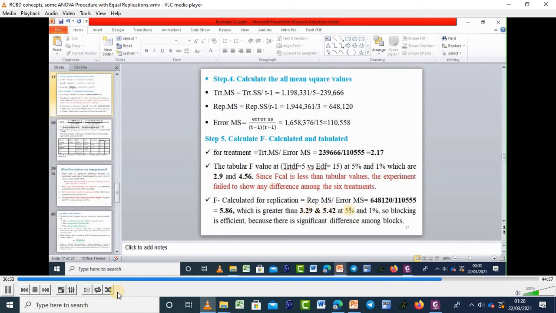You can read these by using the replication degree of freedom. We have four replications, so the degree of freedom is 3, but the error degree of freedom is similar to that of the treatment. So therefore, with 3 versus 15, you can obtain the F distribution values.